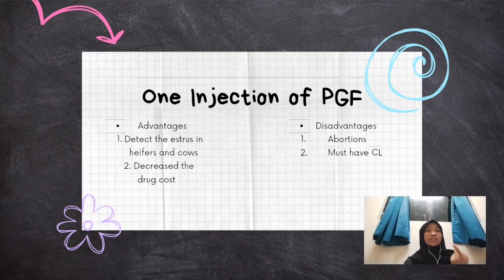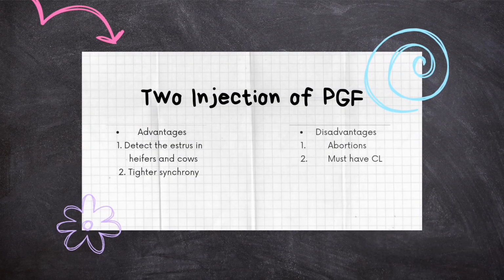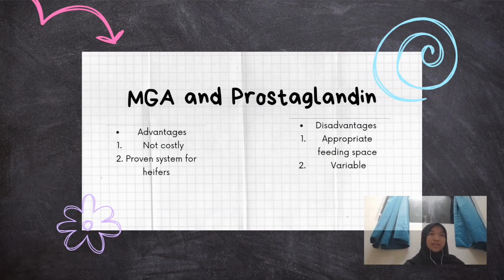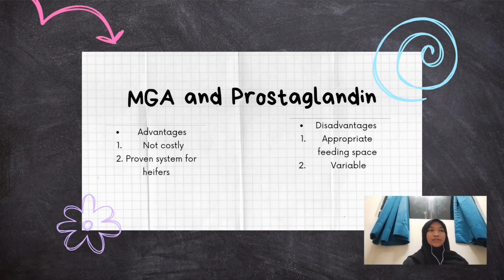Next, we have one injection of PGF, which is useful for detection of estrus in heifers and cows and at lower cost of drugs. However, it can lead to abortion, and the females must have a functional corpus luteum. Then we have two injections of PGF, just like the previous slide, but it has tighter synchrony than the one injection method. Other than that, we have MGA and prostaglandin, an inexpensive and proven system for heifers, but it requires appropriate feeding space and estrus synchronization may be variable.